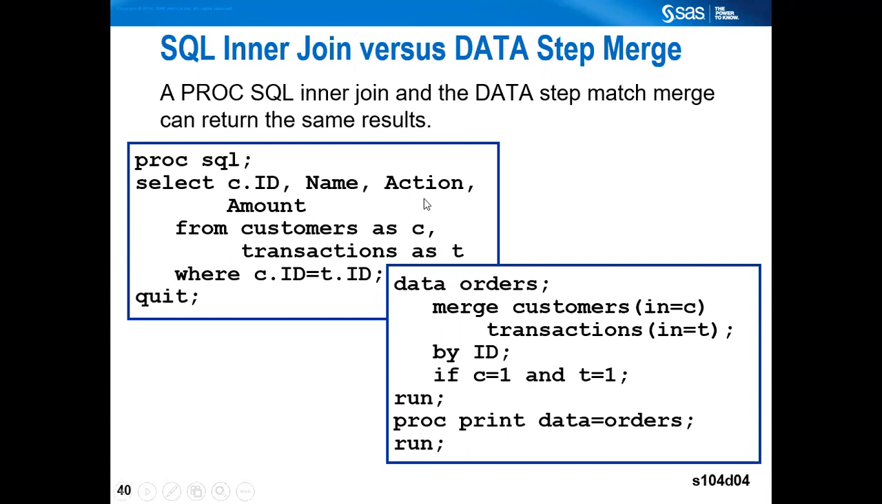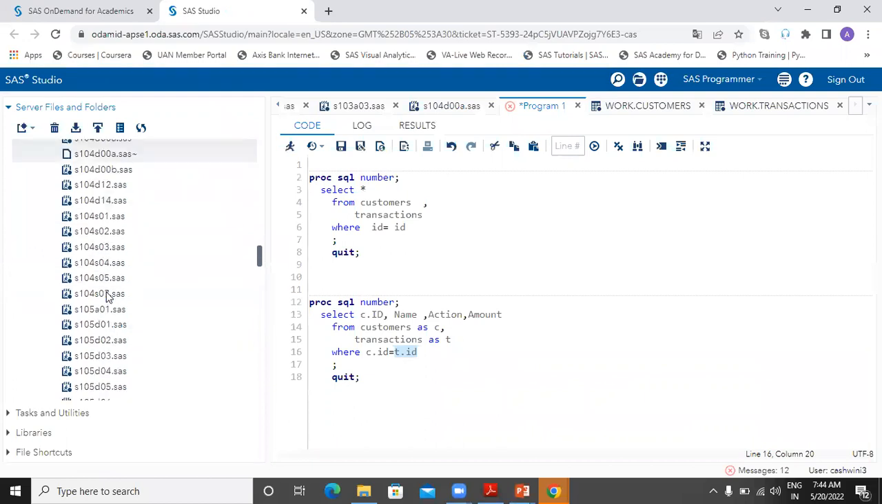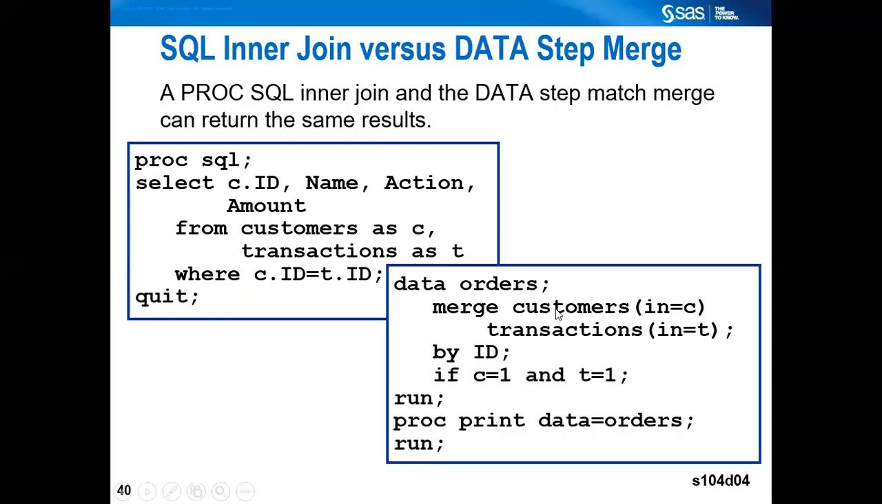This result is similar to your data step merge technique. See what you are doing. Open this demo D04. Do we have that demo? If it's not there, it's very simple. Currently just type these two codes from your slides and check the output. Go ahead.